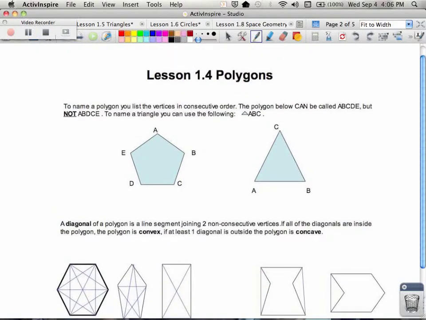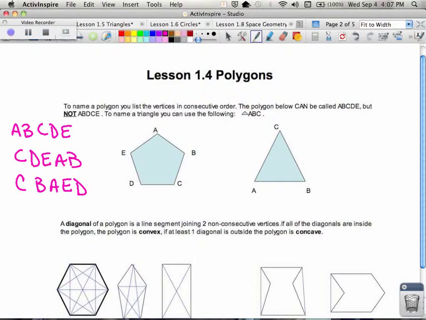In this next slide, we're going to talk about how to name a polygon. So first of all, you have to name the vertices in consecutive order. The polygon on the left-hand side can be named many, many ways. For example, I could name the polygon A, B, C, D, E. I could also start at C and go C, D, E, A, B. I could have gone with C and gone the opposite way: C, B, A, E, and D. I can do it any way I want to as long as I start at one vertex.